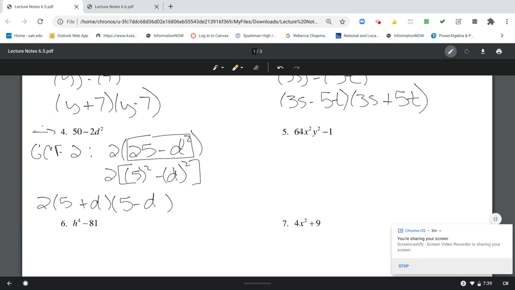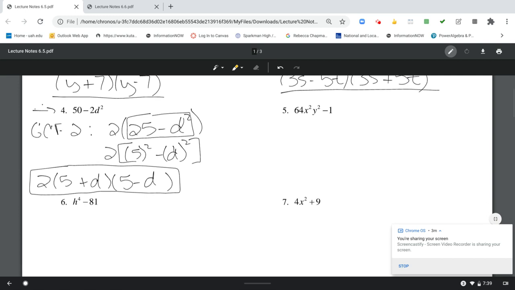Now notice here I put the plus first before the minus, but over here I put the minus before the plus. It really does not matter. In this particular answer for number 4, I could have put 5 minus d in the first group and 5 plus d in the second group. Does not matter as long as you have those conjugates, 1 plus and 1 minus.